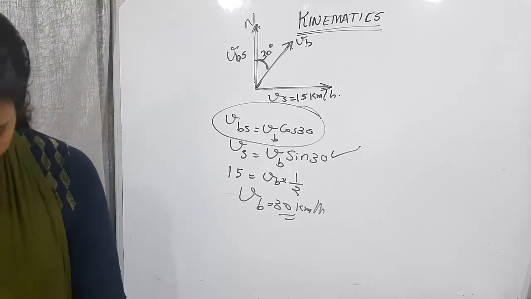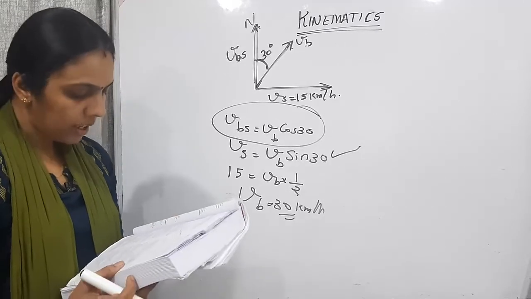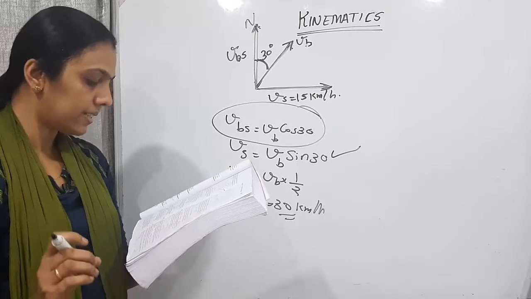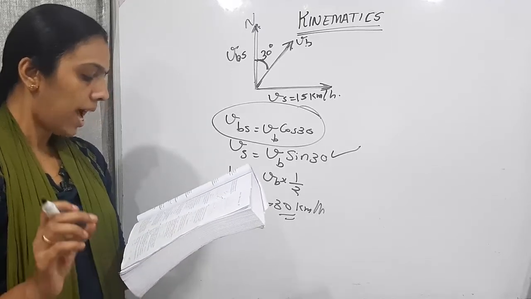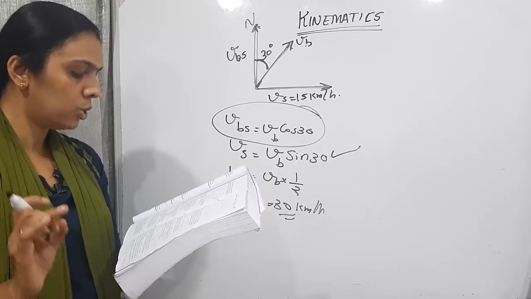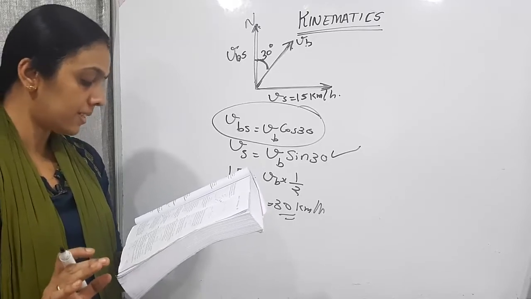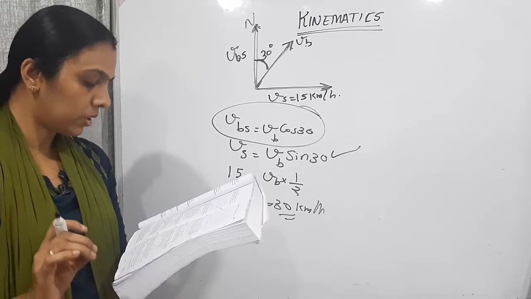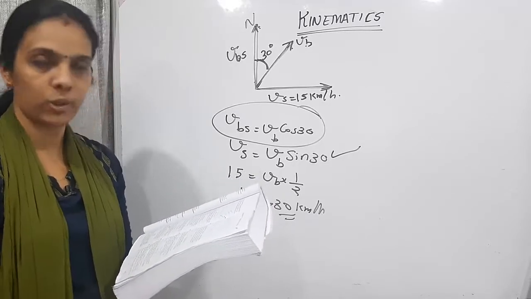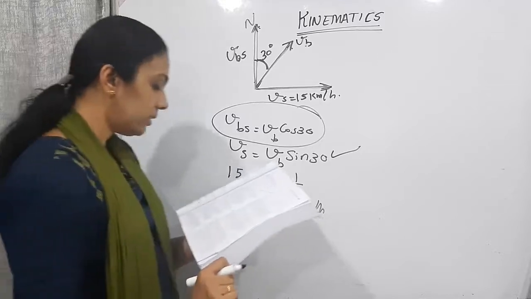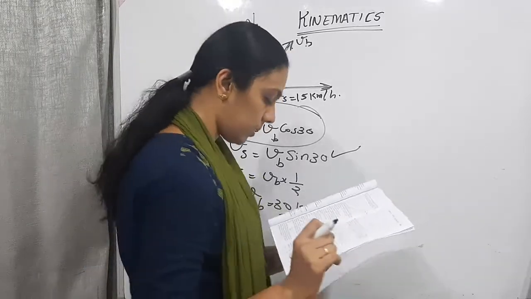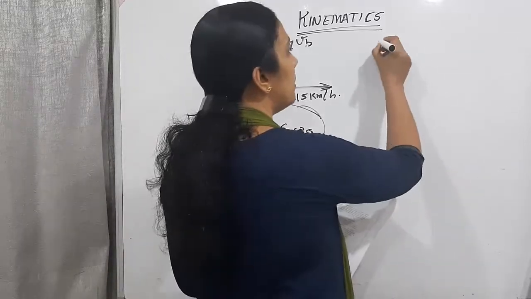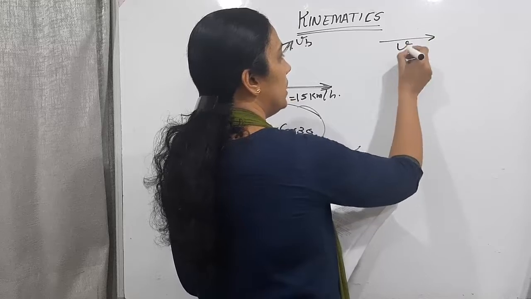Clear? So the next one is, a man takes 3 hours to cover a certain distance along the flow and takes 6 hours to cross the same distance opposite to the flow. In how much time will he cross this distance in still water? So a man takes 3 hours to cover a certain distance along the flow of river. So say man is moving with the velocity v.